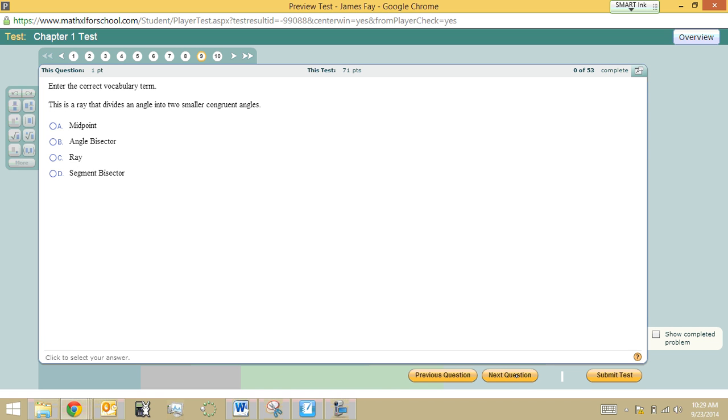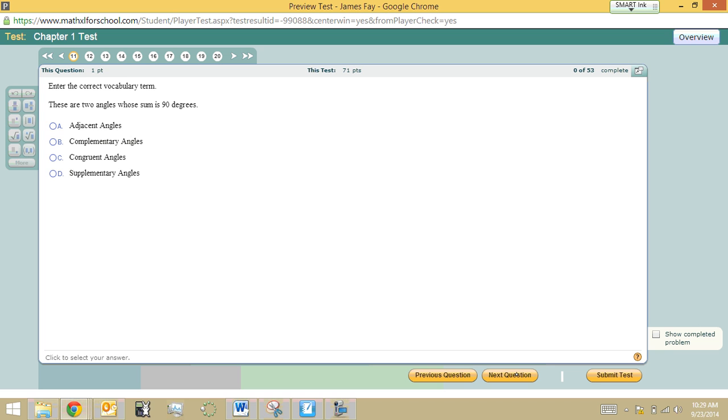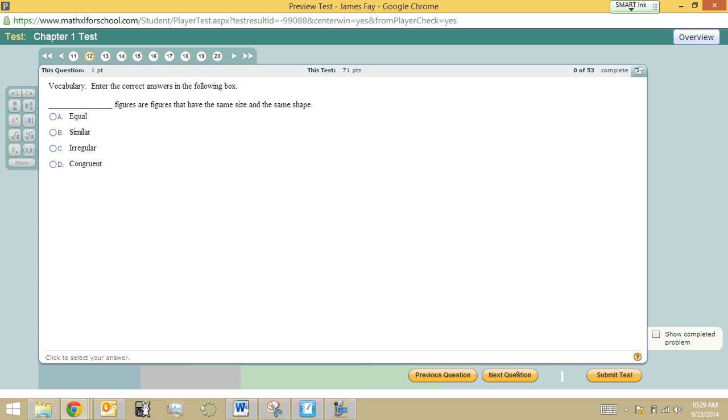The ray that divides an angle into 2 smaller congruent angles, that's an angle bisector. Points that lie on the same line are collinear points. These are 2 angles whose sum is 90 degrees, complementary angles. Blank figures are figures that have the same size and same shape, that is congruent. Points that lie in the same plane are said to be coplanar.